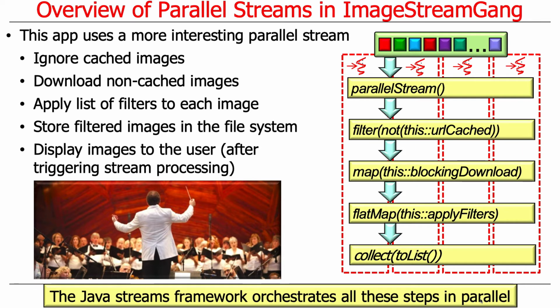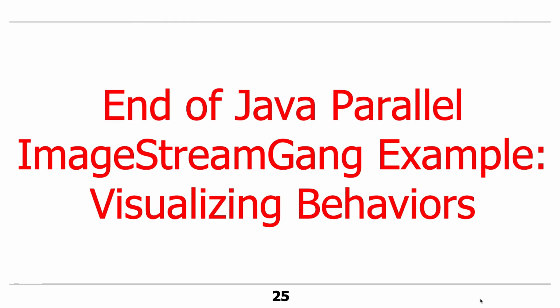You don't have to think much about any of the computations. You just write them, and the framework does the decomposition into separate pieces, giving it to the fork join pool, using split iterators, using collectors. All of that is magically hidden from you, which is great. So that was a quick visualization of what this program looks like when you run it.